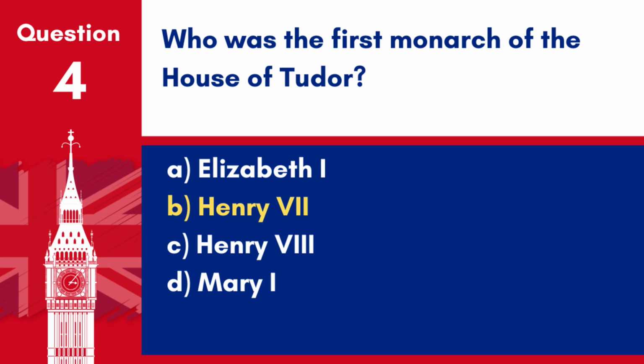Answer: B. Henry VII. Henry VII was the first monarch of the House of Tudor, coming to power after the Battle of Bosworth Field in 1485.